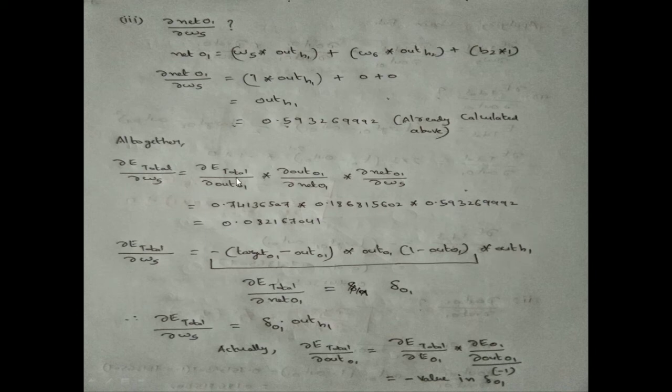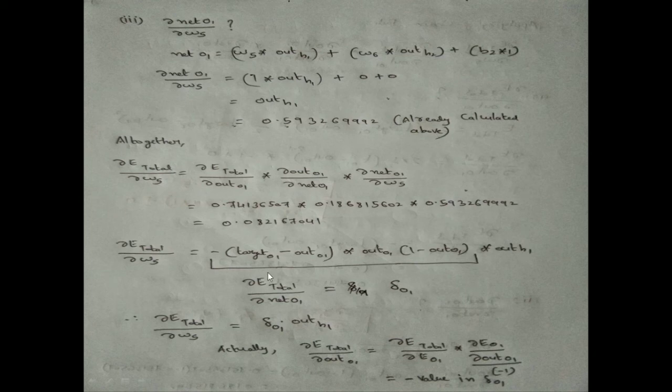So we can represent these values in the form of their own derivative values which we have calculated earlier, right? So this value can be represented as minus of the target value of the output neuron 1 minus the actual value of the output neuron 1, into, and this can be written as the actual value we have got at the output neuron 1 into 1 minus the actual value we have got as the output at output neuron 1, into, and this one can be written as the output value we have got at the hidden neuron 1.